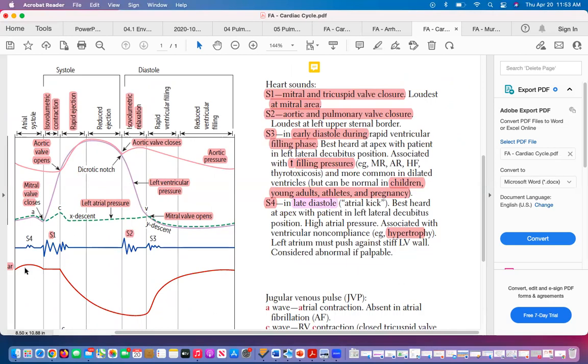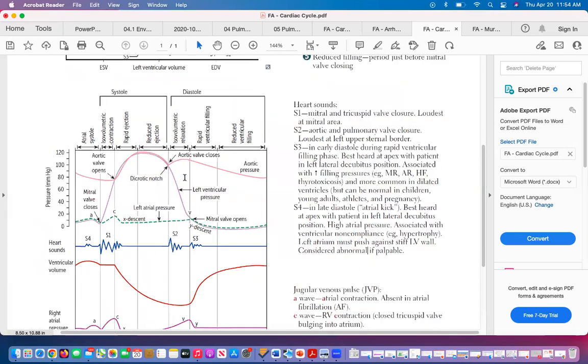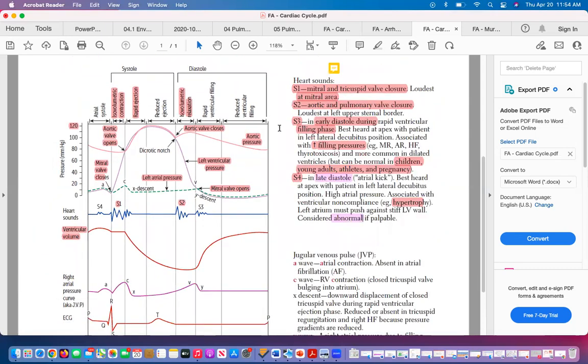As you see here, the late diastole phase is basically the same as atrial systole. Just make sure to understand this, that atrial systole is the same as the late diastolic phase. And we can see an atrial kick here. So it's due to the hypertrophy of the ventricle, and it's associated with a pathology. It's not normal. It's always considered abnormal. So that is it for this curve.